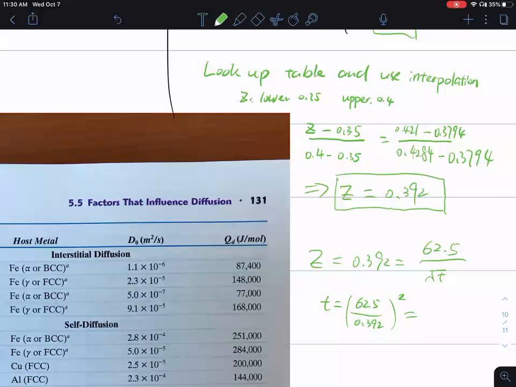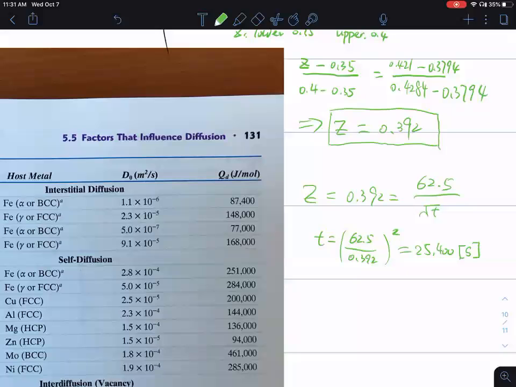You have a T? What's the time? 25,400. The unit here is seconds. It's pretty hard to understand how long that time is. Can we convert that to hours? Divide that by 3,600. That's about 7.1 hours.